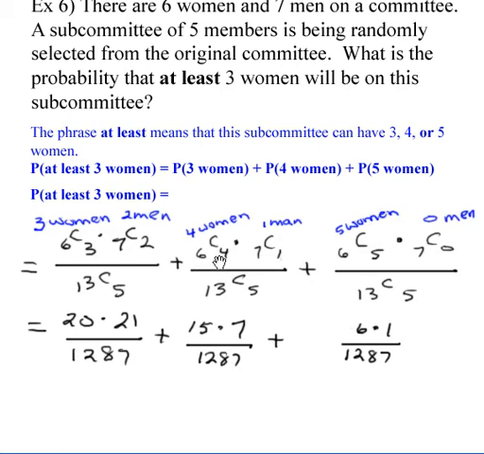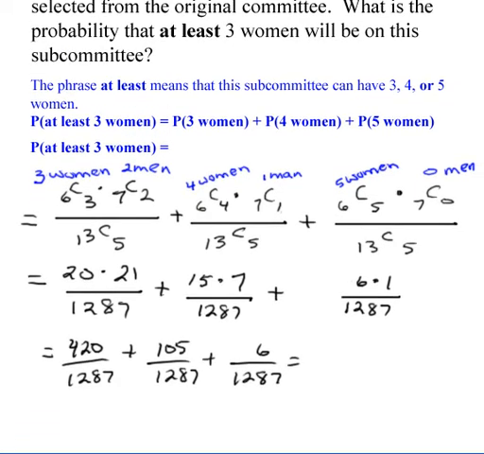In the next case, we had 4 women and 1 man. So 6 choose 4 is 15. 7 choose 1 for man is 7. We will multiply those together. Our denominator is still 13 choose 5, which is 1,287. And then in the last scenario, there are 6 women. We're going to choose 5, which is 6. 7 men choose 0, which is 1. We'll multiply that for our numerator. And our denominator is still 1,287, which is 13 choose 5.